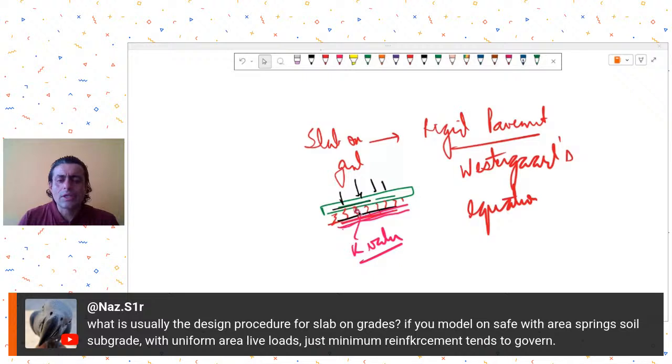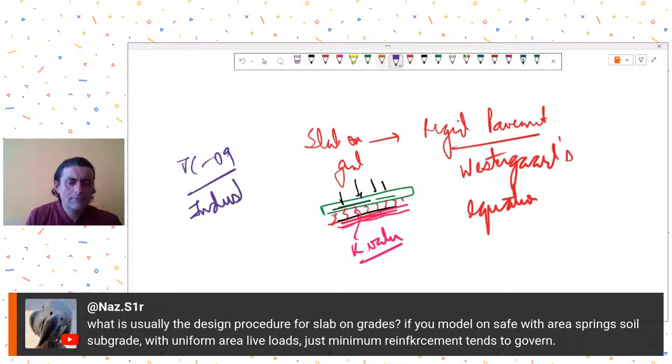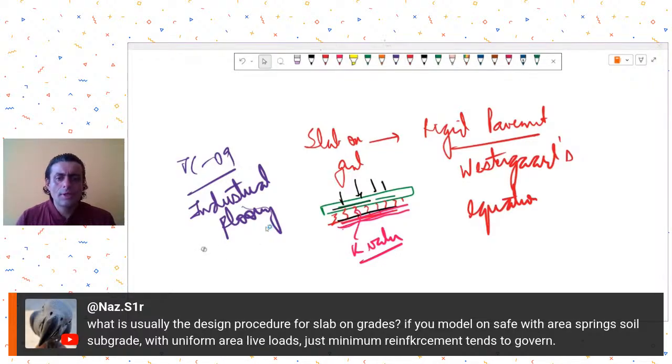No, TC09 is an Indian document, Industrial Flooring Applications by Indian Concrete Institute. You could search for this TC09 on industrial flooring by Indian Concrete Institute, and this document has been taken from a British document by the name of TR34.